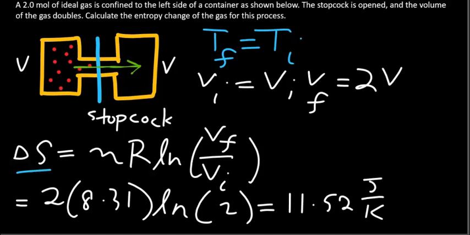As you can see, the change in entropy is a positive number. The entropy increases in accordance with the entropy postulate that says if an irreversible process occurs in a closed system, the entropy of the system always increases. It never decreases.